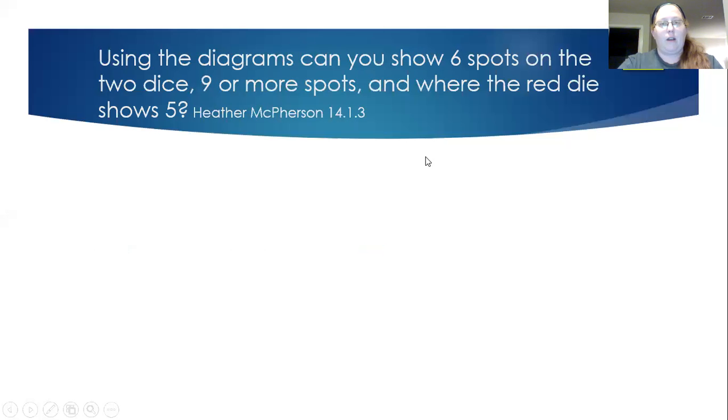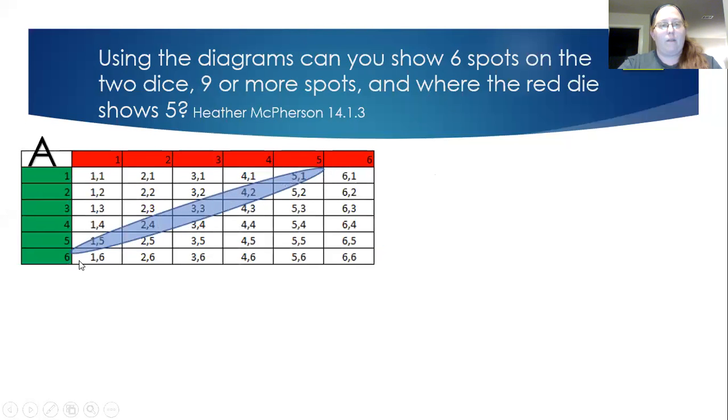And so here like I said, we want to show the spots for that show 6 spots on the 2 dice. So for A, we're going to have this diagram. Right here, I have it highlighted with the blue. You have the 1 and 5, which makes 6, 4 and 2 makes 6, 3 and 3 makes 6, and so on. So these are the ones that show the 6 spots on both dice.